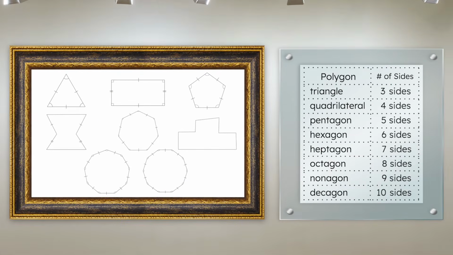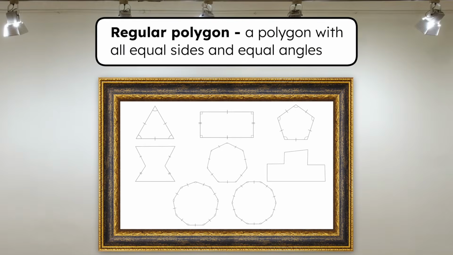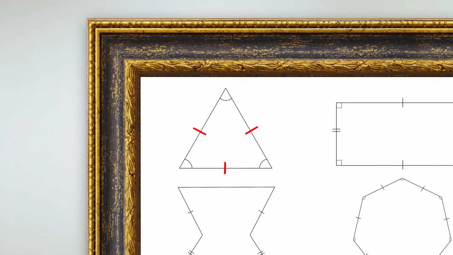Make sure your chart correctly shows the names and number of sides for each polygon, like this. A regular polygon has all sides and angles equal, like the triangle or heptagon in this display, while an irregular polygon has sides or angles that are different, like this quadrilateral or hexagon. Hatch marks show equal side lengths, and angle arcs show equal angles. These symbols help us tell the difference.